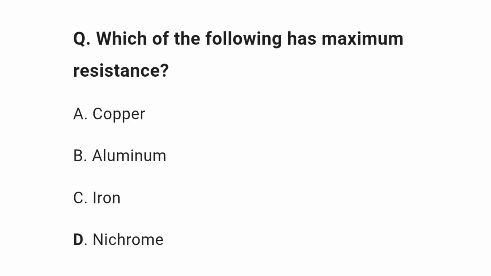Next question. Which of the following has the maximum resistance? The options are copper, aluminium, iron, nichrome. The right answer is option D, nichrome has the maximum resistance.